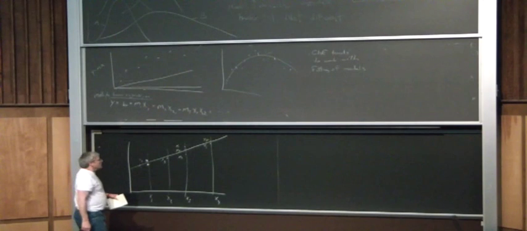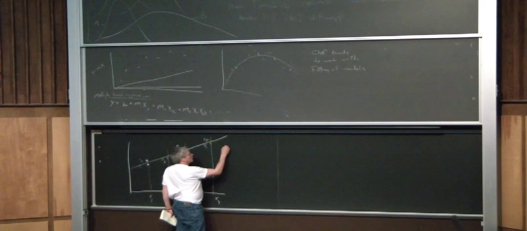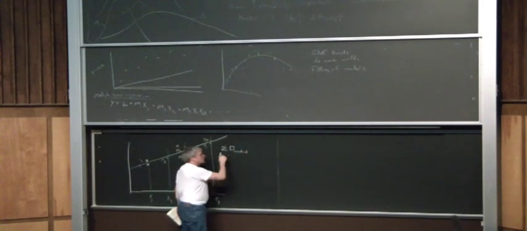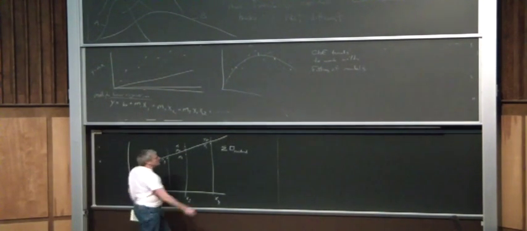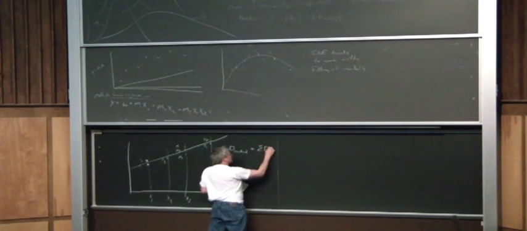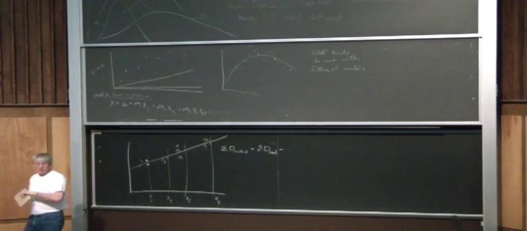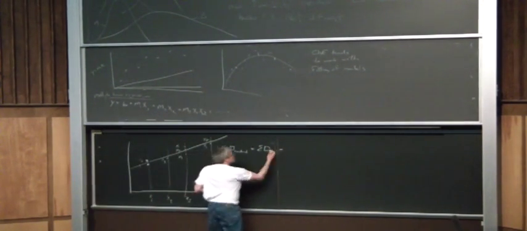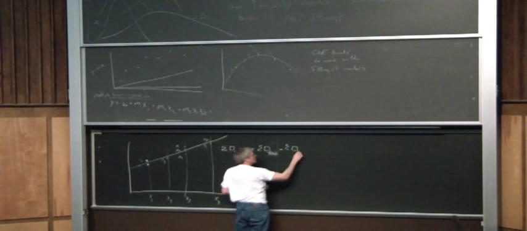Now, the mathematics of this are that the sum of squares of the residual is going to be equal to the sum of squares of the total minus the sum of squares of the model.